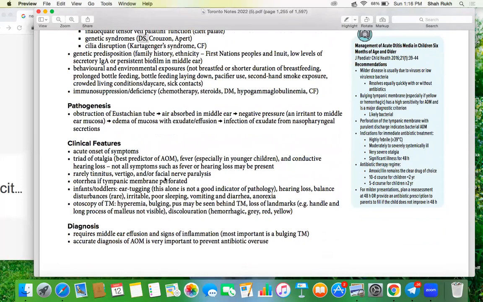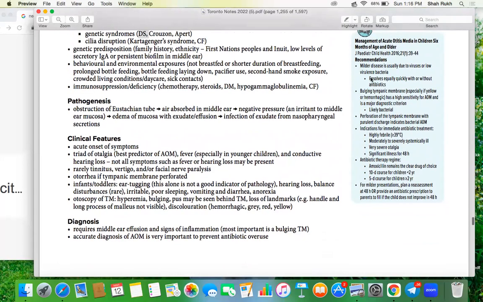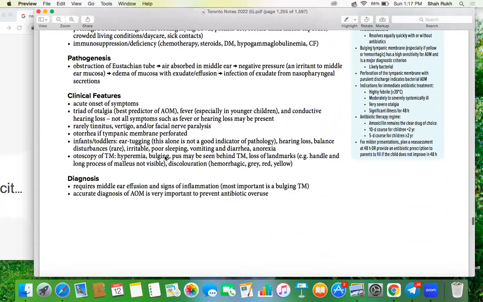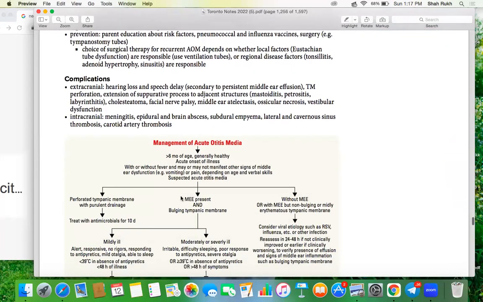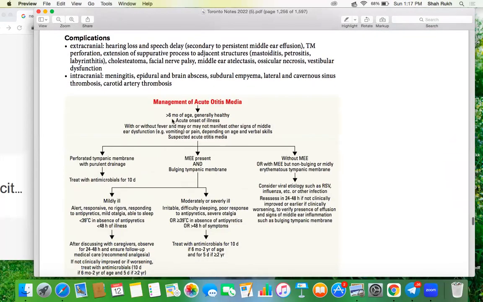It's just pathogenesis, just for your idea, okay? Then this is the management, very nicely written here on the basis of recommendation, how you are going to assess it. So clinical features, you can read how this is going to present. So, very nice table here. This is what I want to discuss. This is the management for more than 6 months.